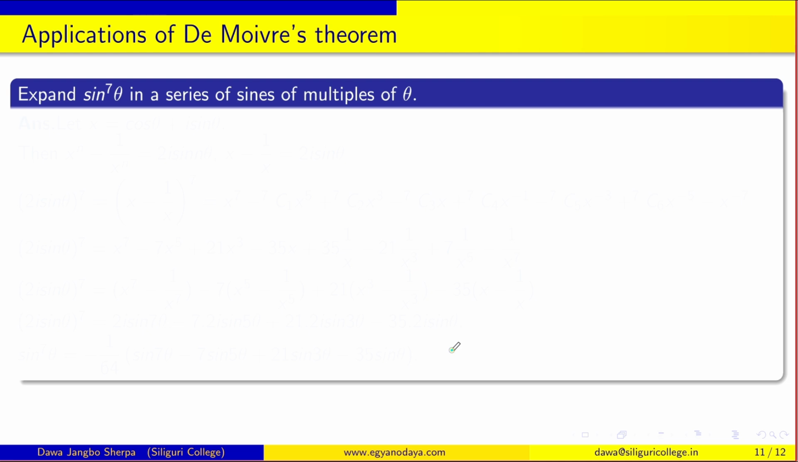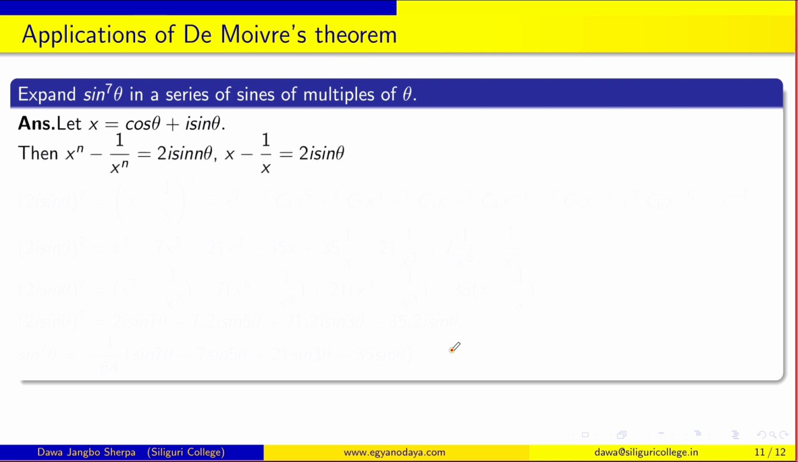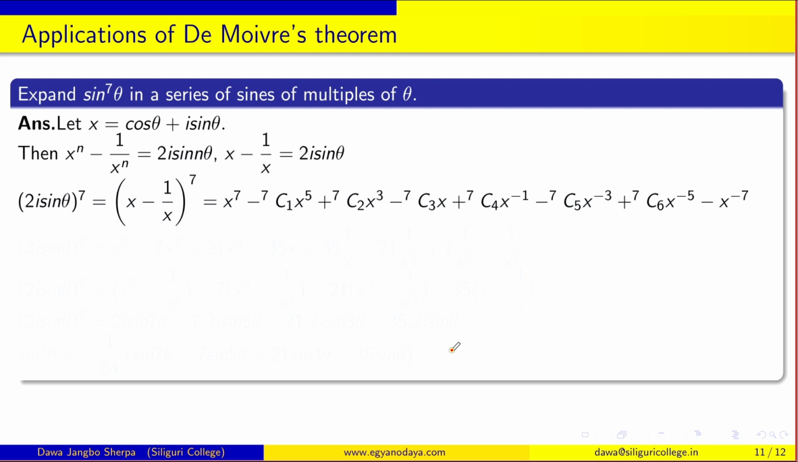Now let's do one problem. Expand sin to the power 7 theta in terms of multiples of the angle theta. So let x equal cos theta plus i sin theta. Then x to the power n minus 1 by x to the power n is 2i sin n theta from the previous result. So if I take n equal to 1, then x minus 1 by x is equal to 2i sin theta. Now taking the power 7 of this expression, (2i sin theta) to the power 7 is equal to (x minus 1 by x) to the power 7.